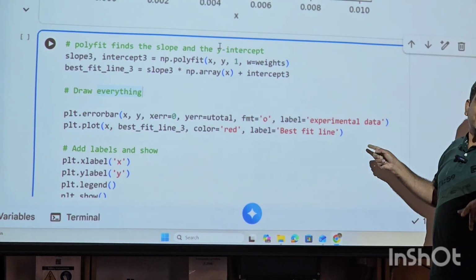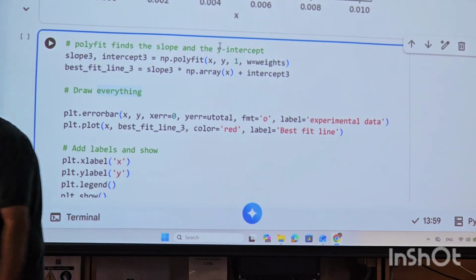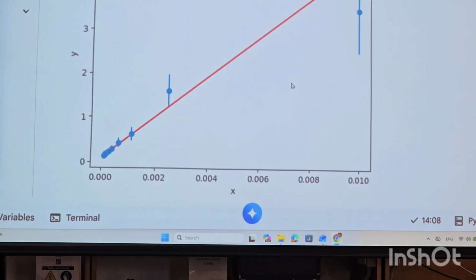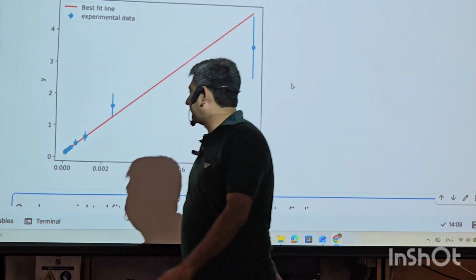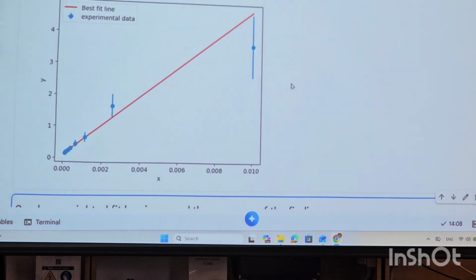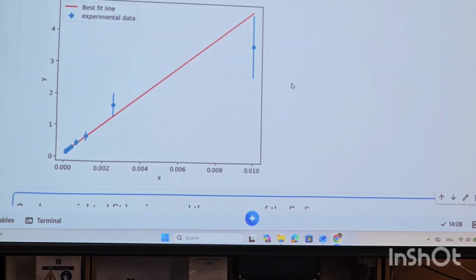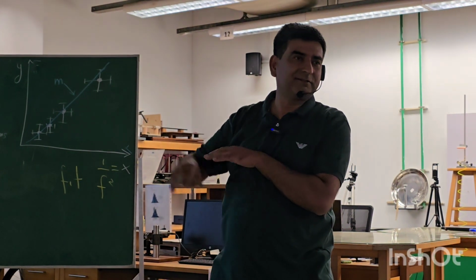Now this is a weighted best fit line. If I were to run this cell, this is what my best fit line looks like. Beautiful. Now the best fit line kind of avoids or evades that last point.